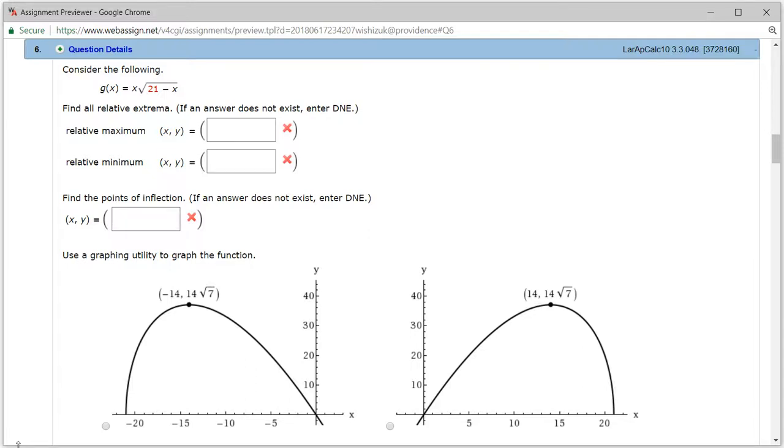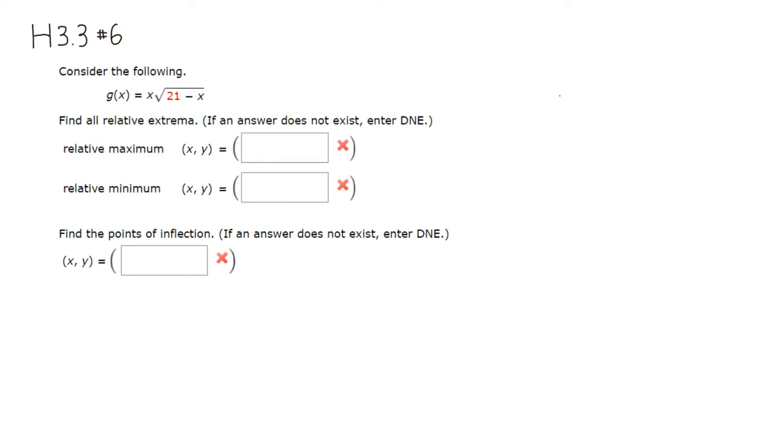Alright, let's look at homework 3.3, problem number 6. First, let's find the relative max and the relative min. Let's take the derivative. First I'm going to rewrite it as x times the quantity 21 minus x to the 1/2 power. So let's take the derivative.